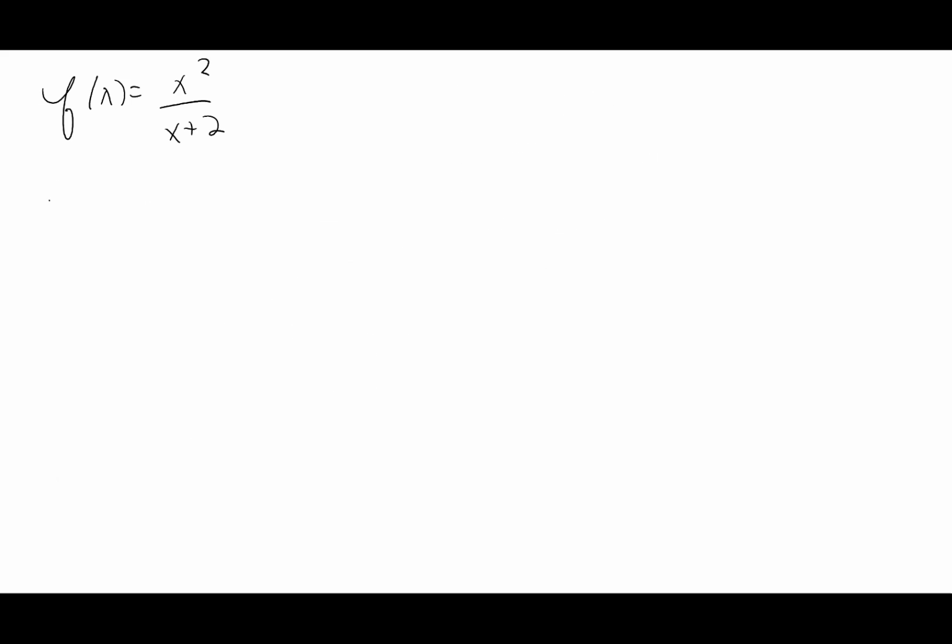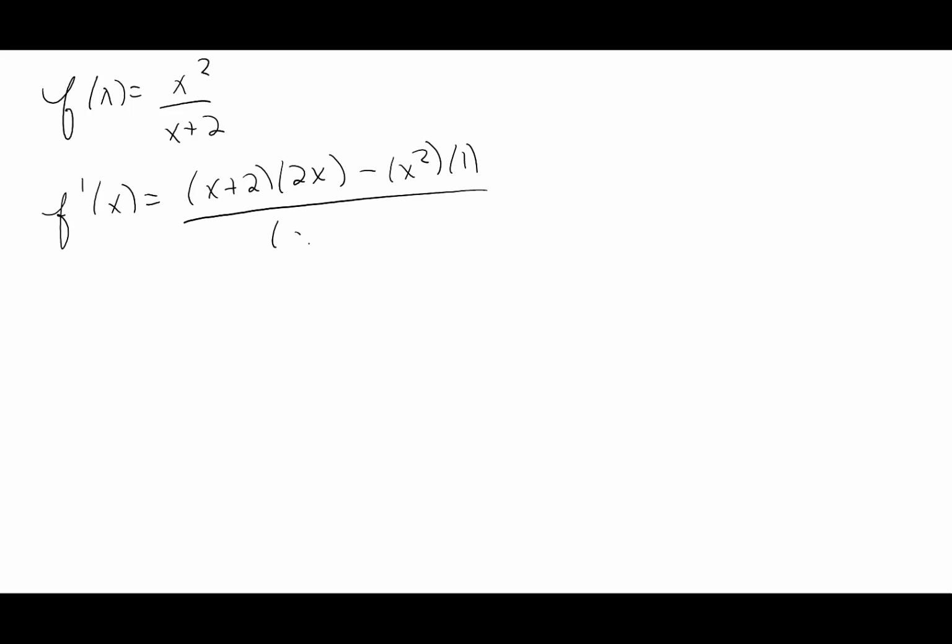Okay, so let's start by finding the first derivative. This is quotient rule, so I have low d high. So low was x plus 2, derivative of x squared is 2x, minus high, x squared, d low is 1, all over the bottom squared. We're going to multiply that out. 2x times x is 2x squared. 2x times 2 is 4x. I have minus x squared over x plus 2 squared.